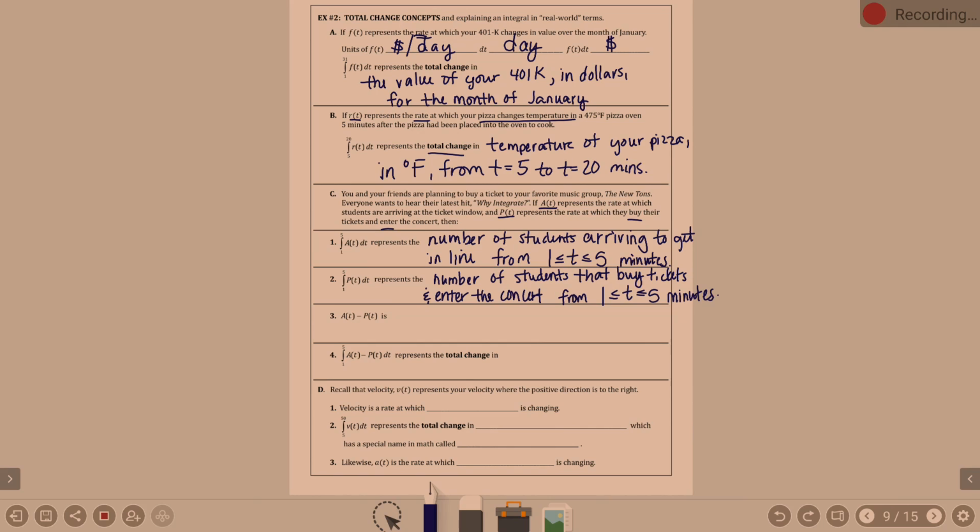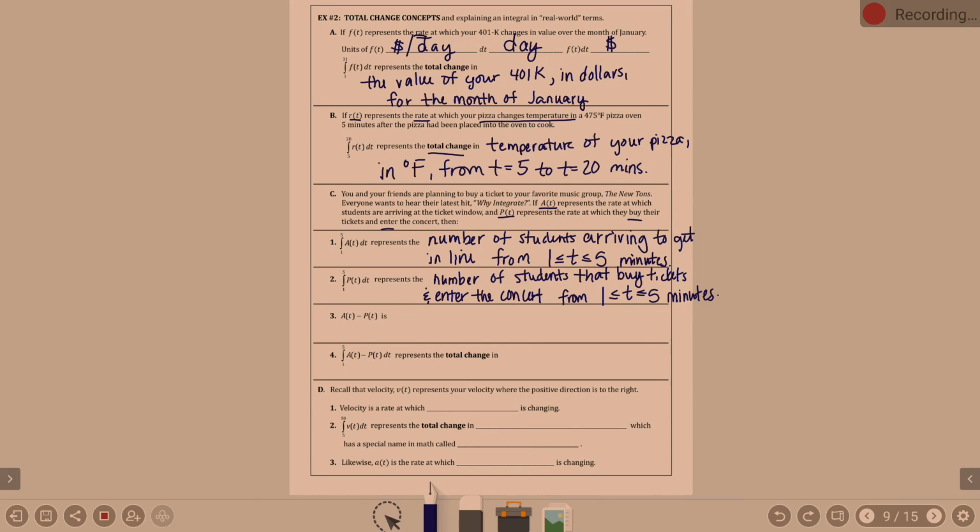Okay. A of t minus p of t. The number of students arriving minus the number of students that buy tickets and enter. Okay. Now, technically, A of t minus p of t are not integrated, yes? So technically, it's still the rate at which those things are happening, right? So it's the rate of the students arriving minus the rate at which they buy their tickets and enter the concert.